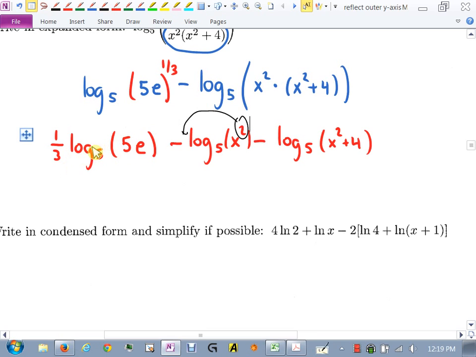This one, you can actually split that up into 2 logs. Those 2. What's log base 5 of 5, everyone? 1. 5 to what power is 5? 1. So this is just 1/3, isn't it? 1/3. This one you can't figure out as easily, so we'll just leave it, right? 5 to what power is e? I don't know.